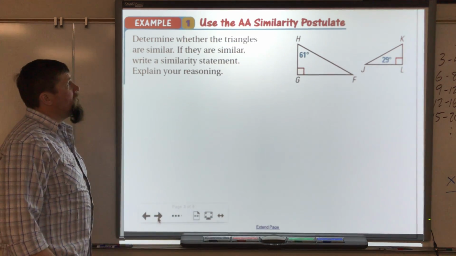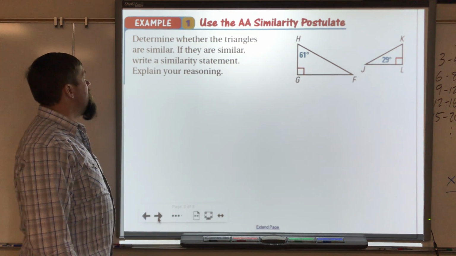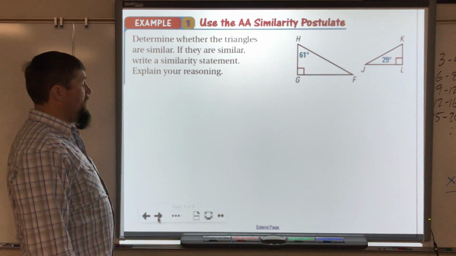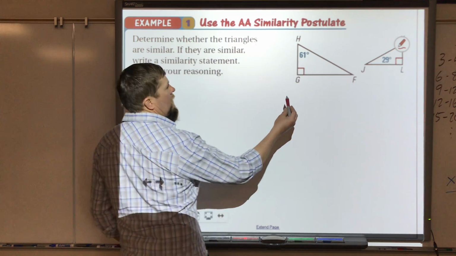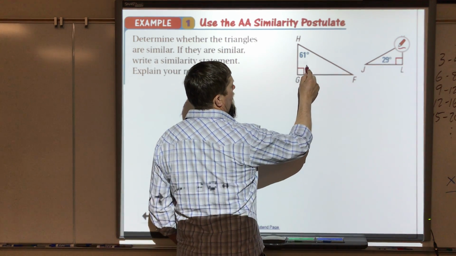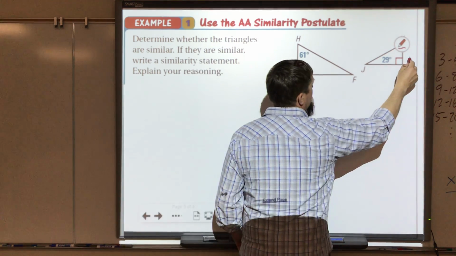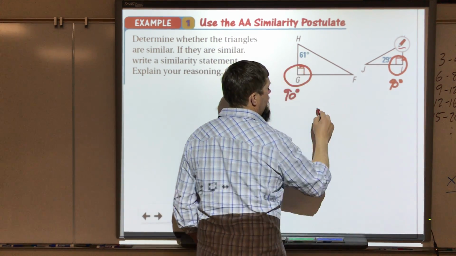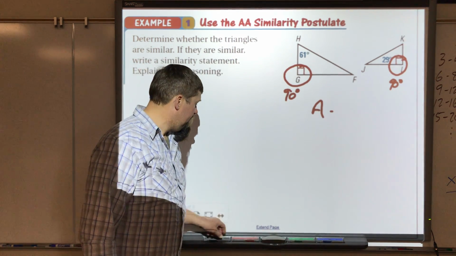Use the angle-angle similarity postulate. Determine whether the triangles are similar. If they are similar, write a similarity statement. Explain your reasoning. Okay, well, we know that if this angle here is 90 degrees and this angle is 90 degrees, we know that one of the angles are congruent.